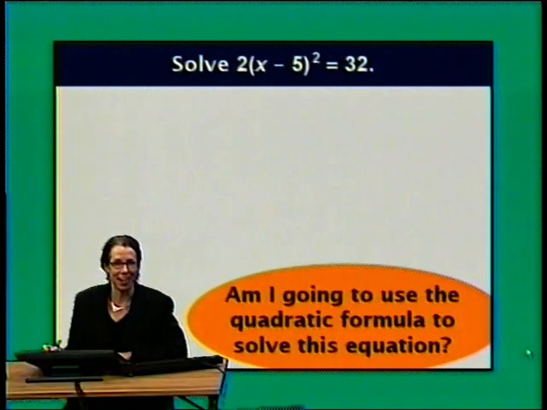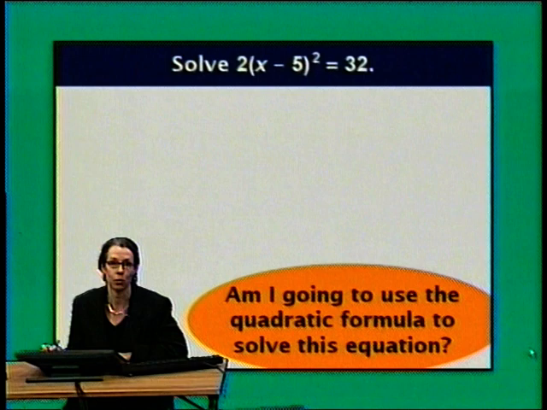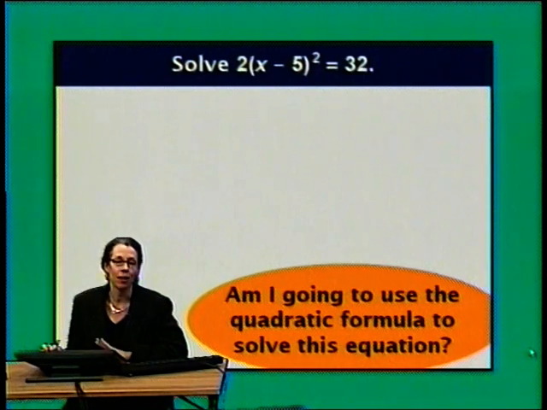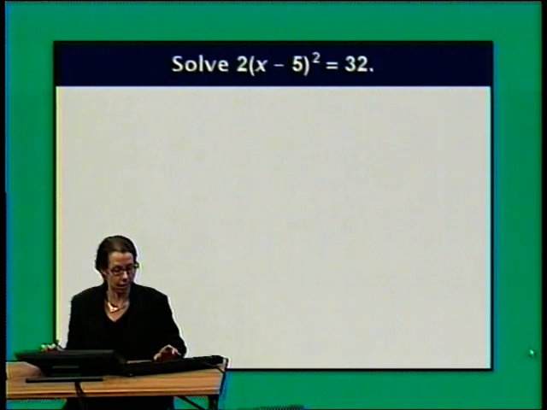Here we go again. Am I going to use the quadratic formula to solve this equation? Now here, my answer is no, because I see I have to do a lot of work even to get this equation into the form to use the quadratic formula. And the reason why I know there's a quicker method is because I have x minus 5 quantities squared. I can solve this using the square root property. So let's do that.